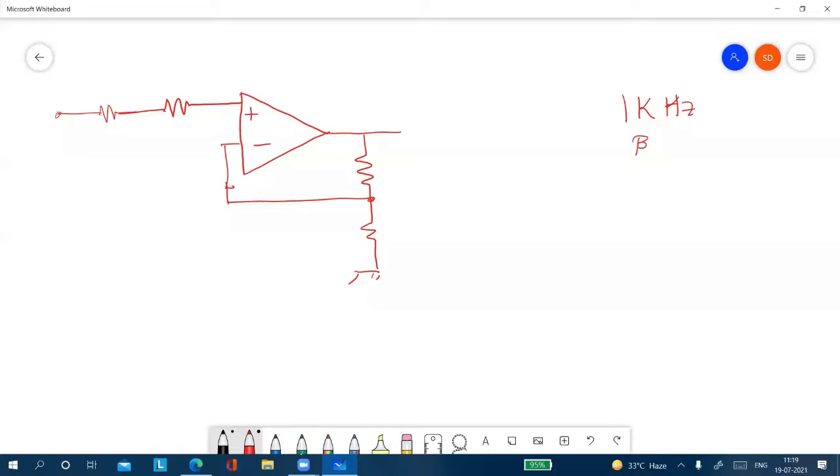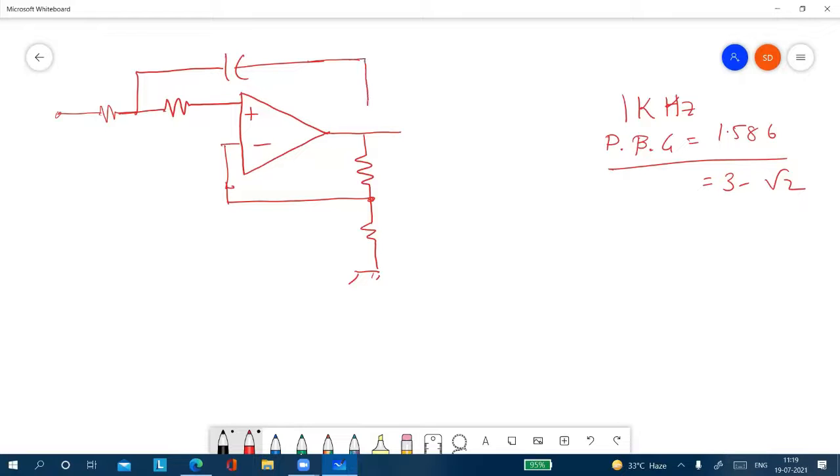And the pass band gain is 1.5. That is the Butterworth filter. Okay. That is 3 minus root 2, the pass band gain. So that means this is the capacitor. It's a capacitor here. This is here also a capacitor. Let us analyze.